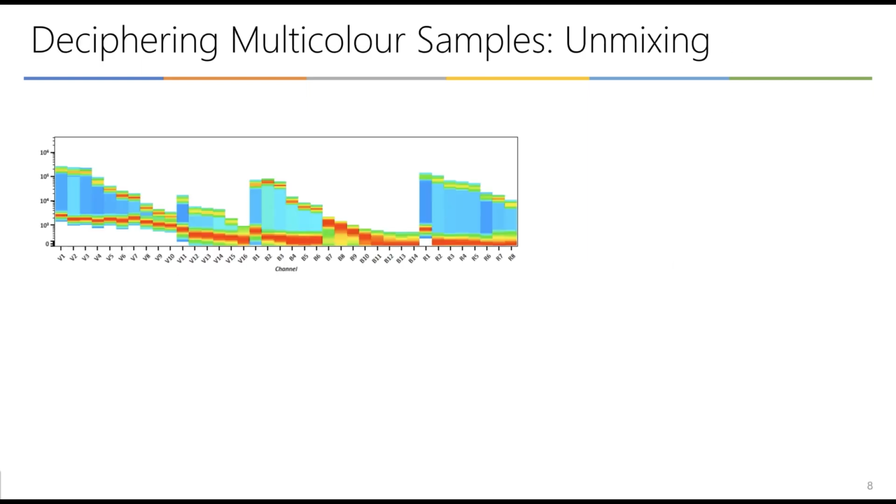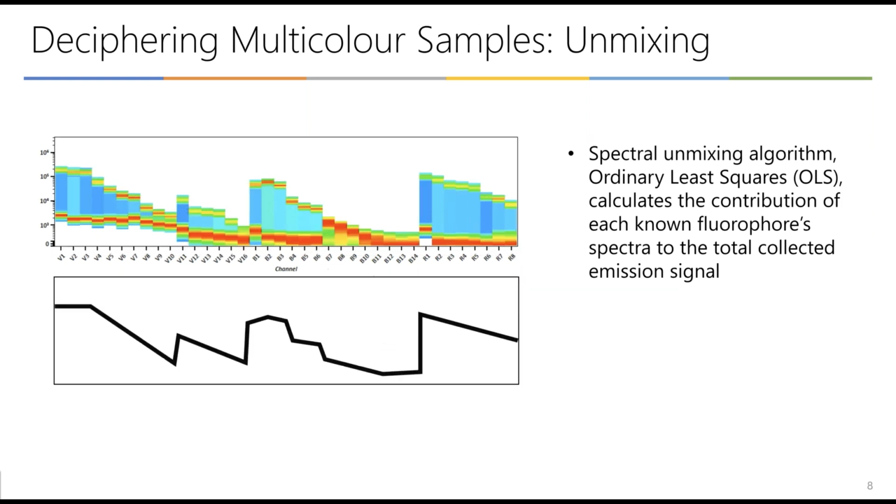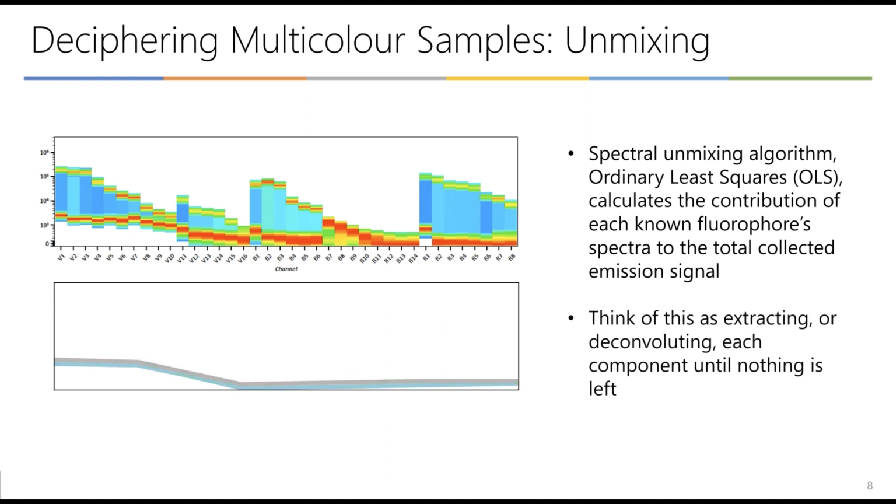Spectral unmixing, much like compensation, involves informing the cytometer about the fluorochromes present in the assay with the use of single-stained reference controls. And then the ordinary least squares algorithm is used to calculate the contribution of each known fluorochrome spectra to the total collected emission signal. Observe this three-color mixed example. When we extract or deconvolute each component until nothing is left, we are calculating and solving for the minimum.